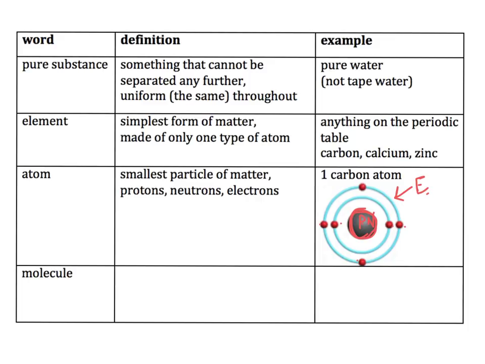All of the different elements have a different number of each of these 3 particles. So one atom of carbon looks like this. When you have a whole bunch of carbon atoms and it's pure carbon, that's when you have an element. So an element is an atom, but an atom, we talk more specifically about these 3 particles.